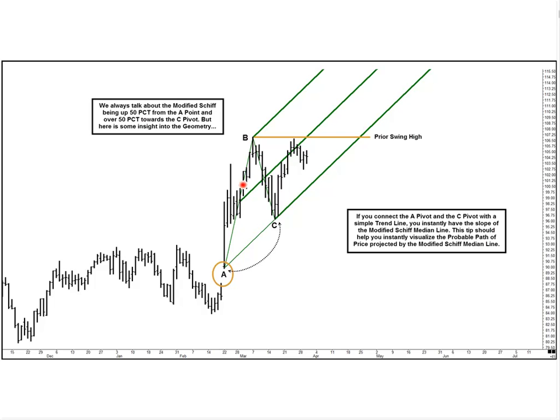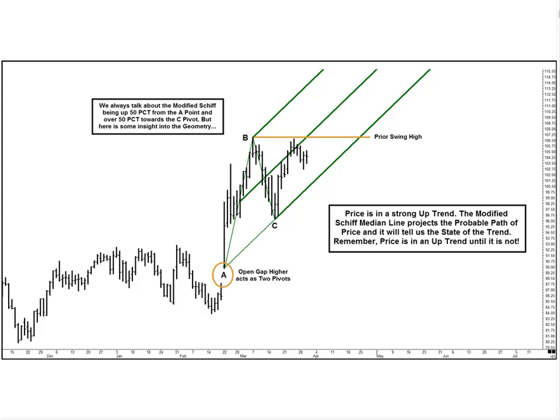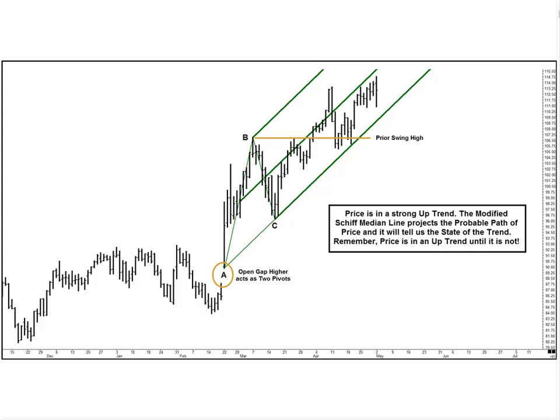So let's see, you can see where price ran out of energy right at the prior swing high, and we're clumping right around the median line. Yeah, we violated a little bit? Yeah, a little bit, but that's okay. It's real life. Let's see what it gives us.